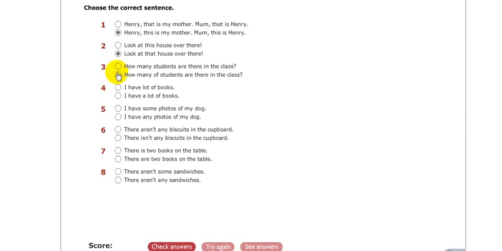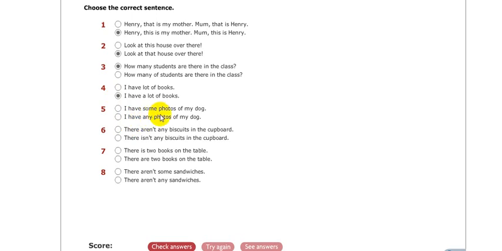Third one, how many students are there in the class? How many of students? Of in this position is not correct. So the first one is correct. I have a lot of books. I have lot of is not correct. I have a lot of books.